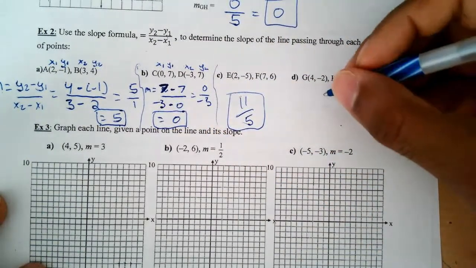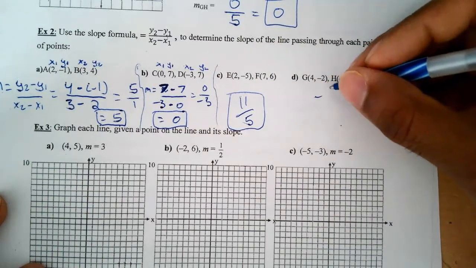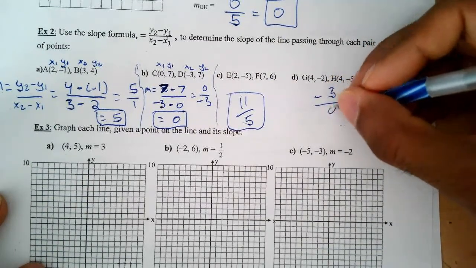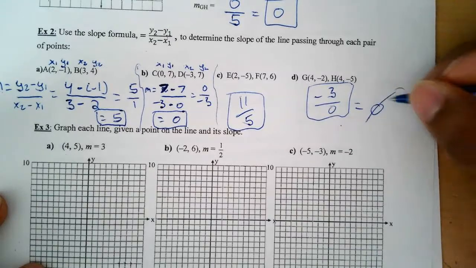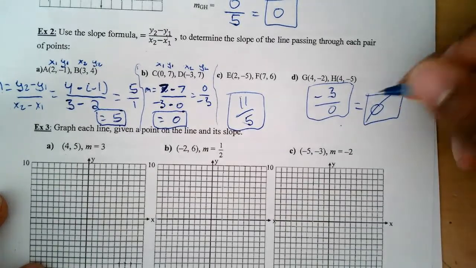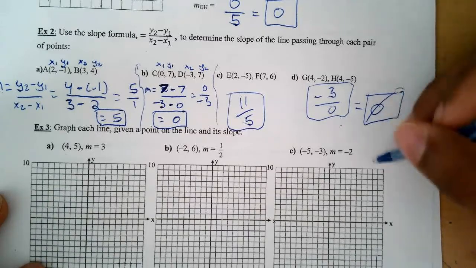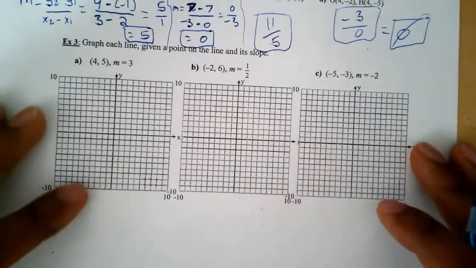If you do this one out, you'll get negative 3 over 0. And again, any number over 0 is undefined, right? So that means this one is going to be, and just by knowing this, you should know it's going to be a straight vertical up and down. Okay, last part here.